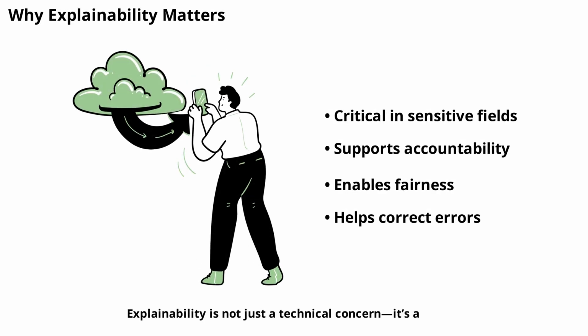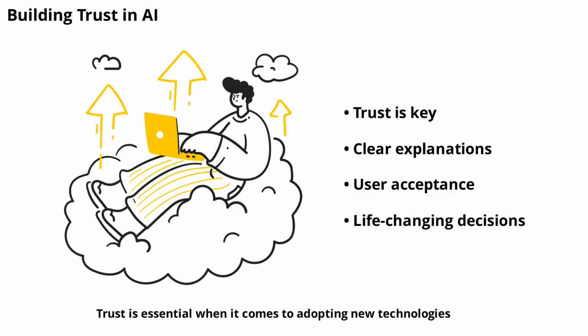Explainability is not just a technical concern. It's a fundamental requirement for deploying AI in sensitive areas. When AI is used in healthcare, finance, or legal systems, decisions can have significant impacts on people's lives. If users can't understand how or why an AI system made a particular choice, it's difficult to trust or challenge those decisions. Explainable AI helps ensure accountability and fairness, making it possible to identify and correct errors or biases in AI models.